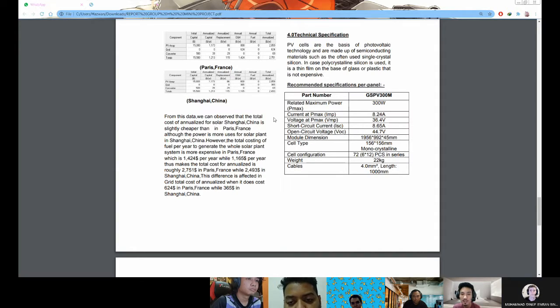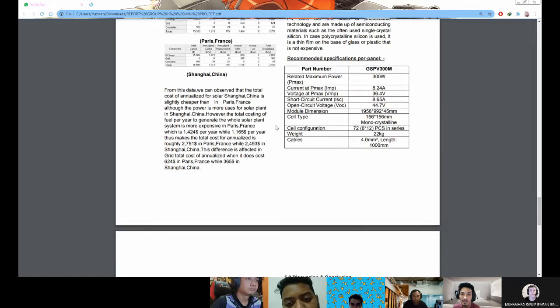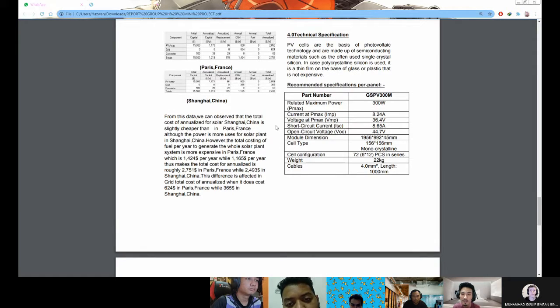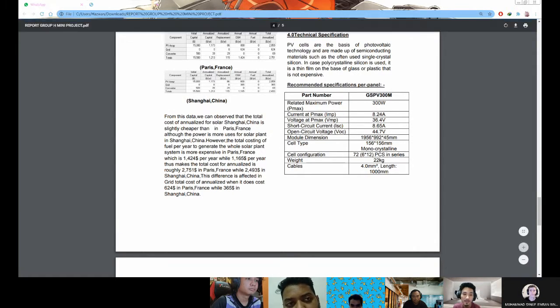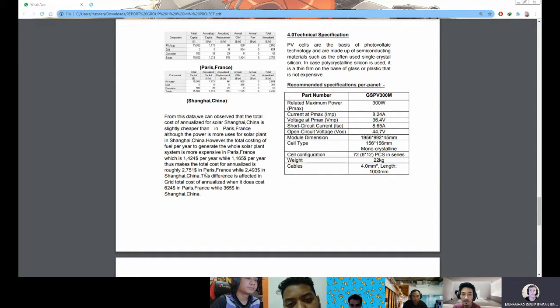For the module dimension, it is 9056 times 992 times 45 millimeter, and the cell type is 156 times 2 monocrystalline. The weight of each panel is only about 22 kilogram. So these are the recommended specs for the China and France PV system solar panel. That's all for me.